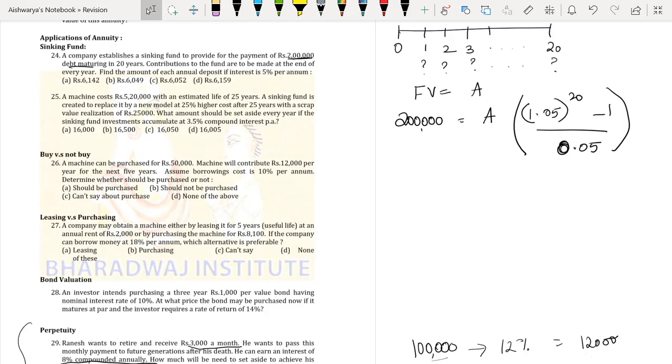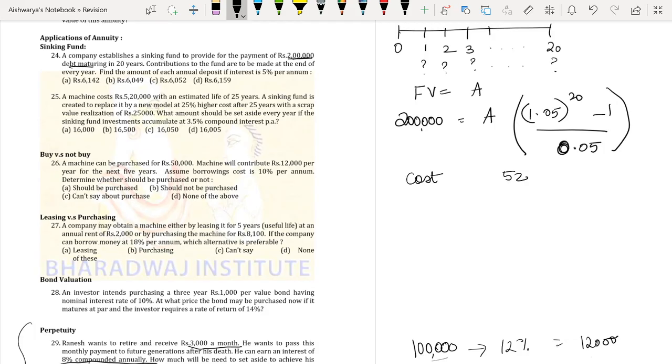So there's a similar question, but just that there is an asset which you have purchased for 5,20,000 now, which has got a life of 25 years. Now the sinking fund is created to replace it by a new model at 25% more. So after 25 years, the cost of this will be 5,20,000 plus 25%. So plus 25% on your calculator should give you 6,50,000. This is the value you will get on the calculator when you add 25% to it. So after 25 years, this will be the cost.